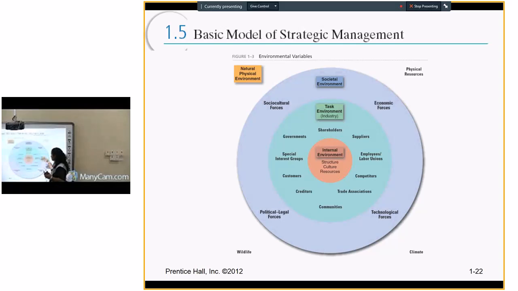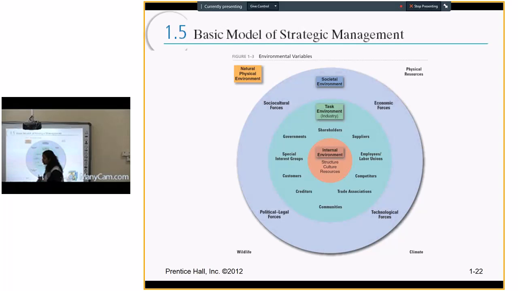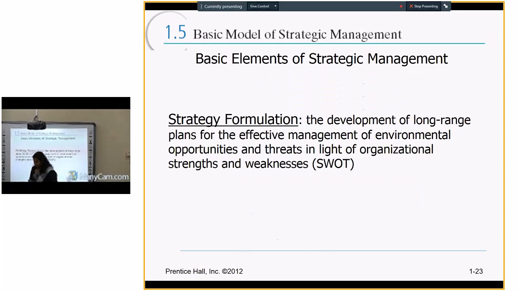Maybe the shareholders, suppliers, employees, the labor unions, competitors, creditors, customers, government, etc. So these are the environmental variables, both internal as well as external. Therefore, once we go with this environmental scanning, we have to analyze all internal as well as external aspects or variables. Got the point? Okay, yes. Then we are moving to the strategy formulation step.